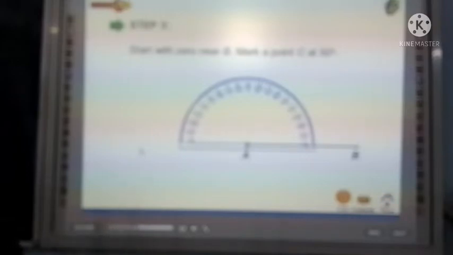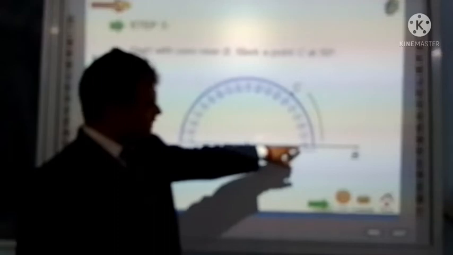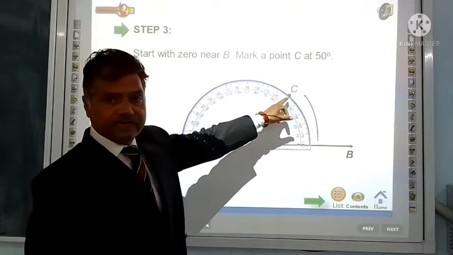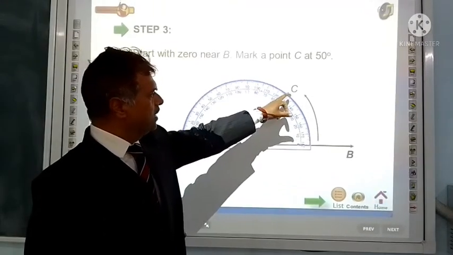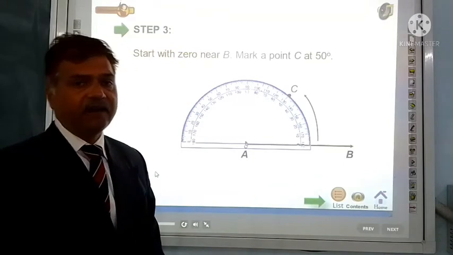Step 2. Place the center of the protractor at A and the zero edge along AB. Step 3. Start with 0 near B. Mark the point C at 50 degrees. From this side, we count 0, 10, 20, 30, 40, 50. This 50 is our required angle. So we put a dot here and put the point C and join C to A. It will be our 50-degree angle.